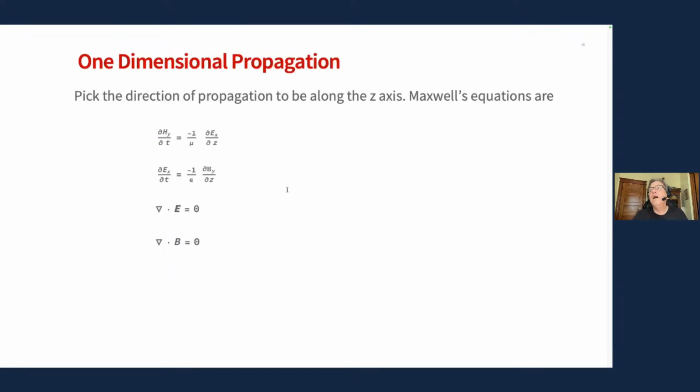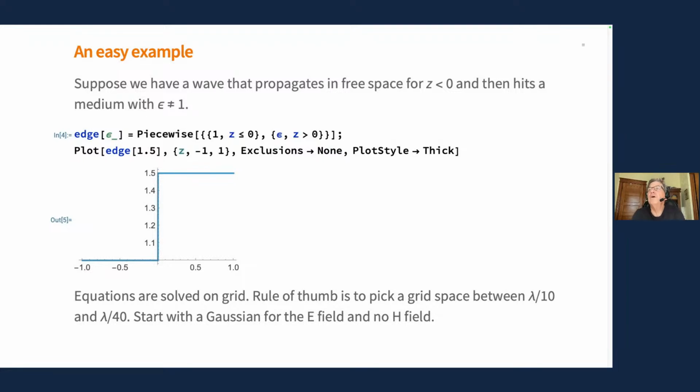Okay. So I want to start with the simplest possible case, which is one-dimensional propagation. So I'll pick the direction of propagation to be along the z-axis. And then in one dimension, we only have two coupled differential equations to solve because the divergence equations are maintained automatically by this method. Okay. So let's do a simple example.